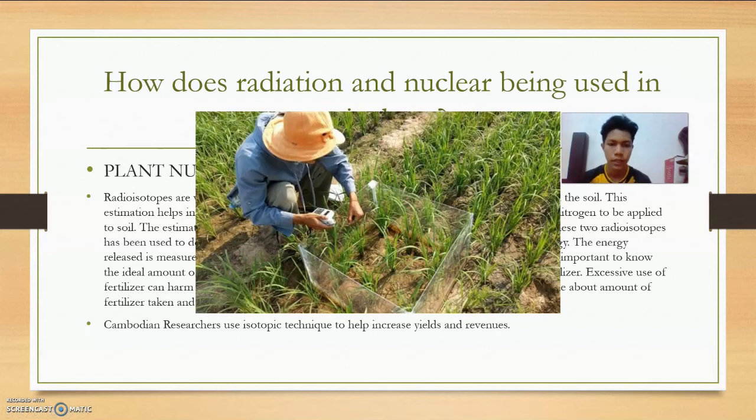This is one example of a researcher using isotopic techniques to help increase yield and revenue. I think that's all from me.